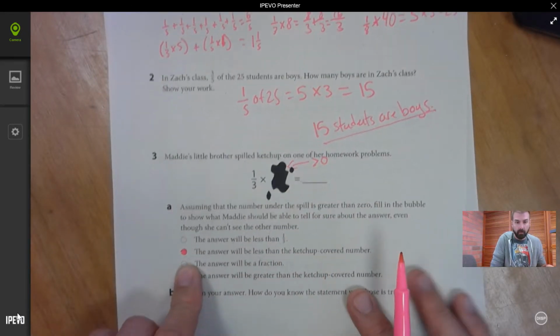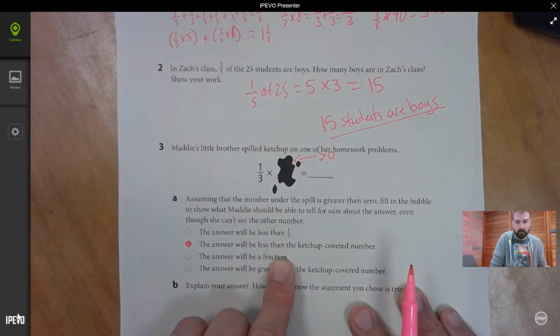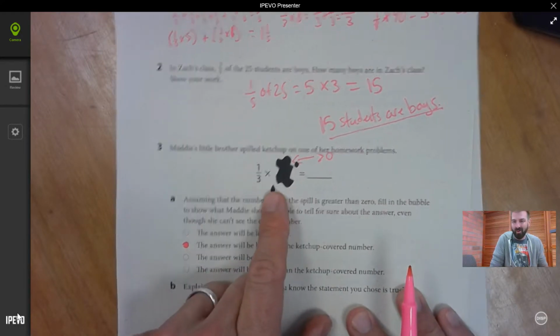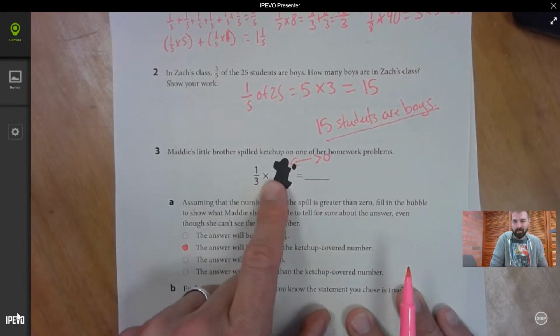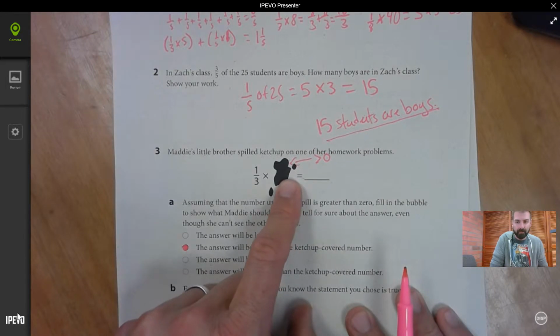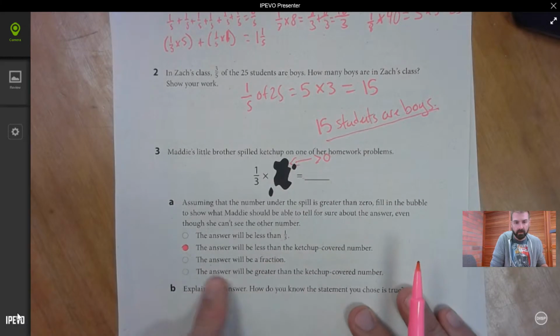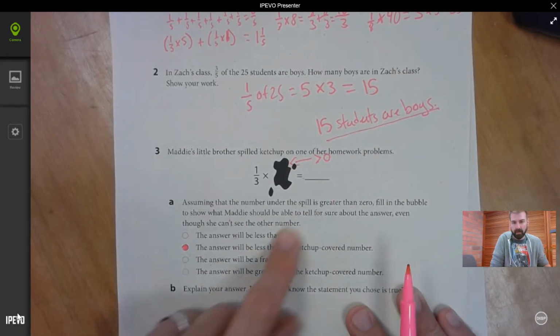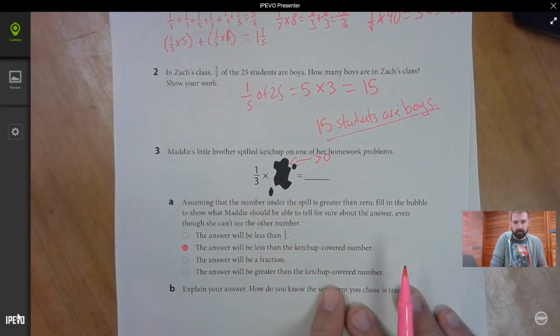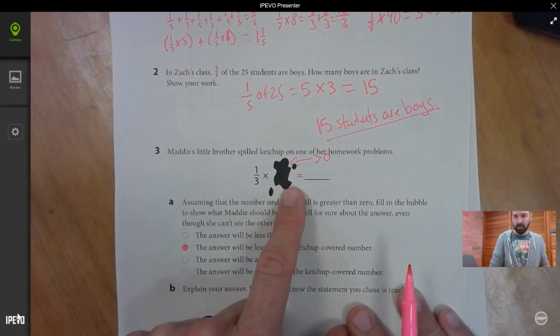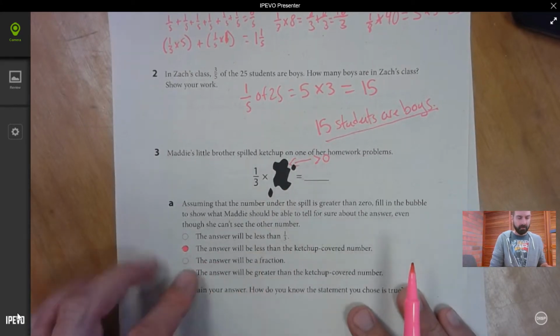But it could be more than one thing. The answer will be a fraction. No, because if I do 1/3 times 3, so 3 groups of 1/3, that's going to give me 1. That's not a fraction. The answer will be greater than the ketchup-covered number. Well, it can't be both. It can't be greater and less. And I think we've already proven it's never going to be greater. This is the right answer.